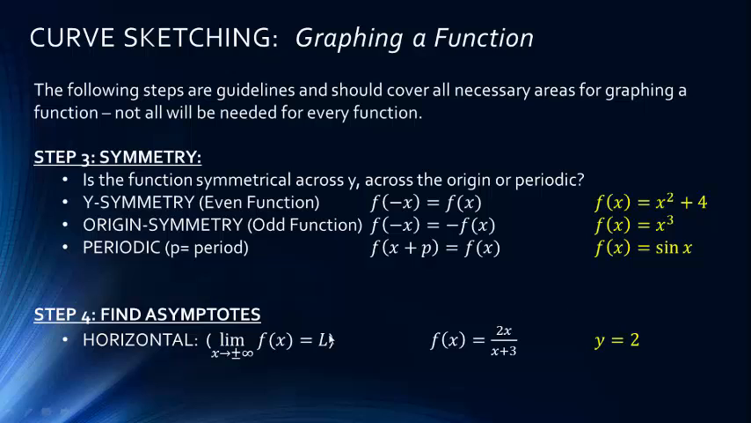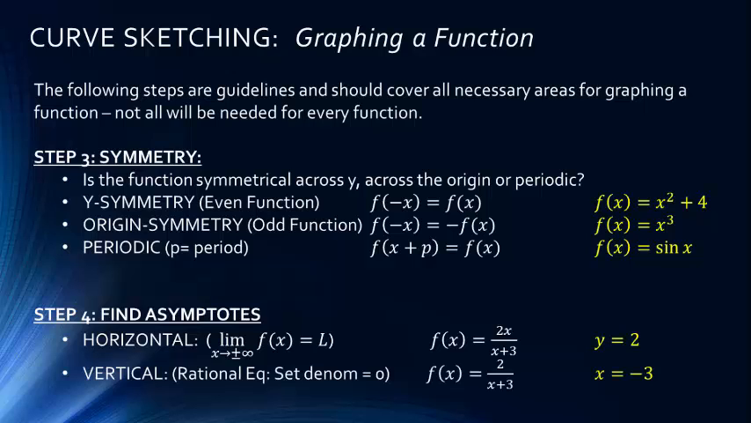We want to go ahead and graph asymptotes. Remember from algebra, we graph asymptotes with dotted lines. So we're going to have a horizontal line at y equals 2.